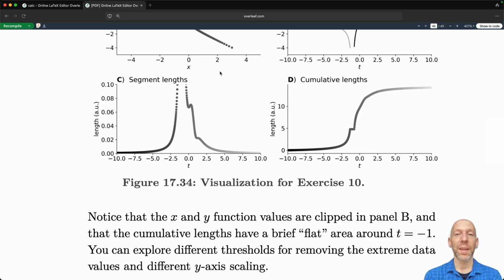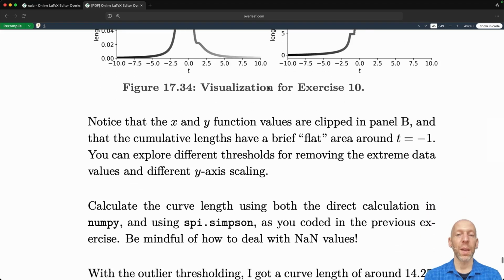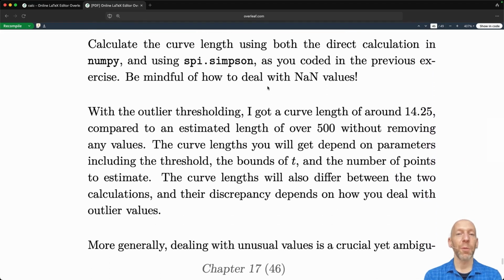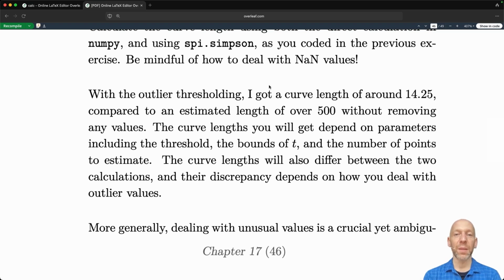Okay, once you've created this figure, you can also calculate the curve length. I would like you to do this twice, once using a direct implementation in NumPy as we did in the previous exercise, and also using scipy.integrate.simpson. So two ways of calculating curve length, also as you learned in the previous exercise. And then you can repeat this with and without removing the outliers. You will see this has a huge impact, as I will show you in the code.